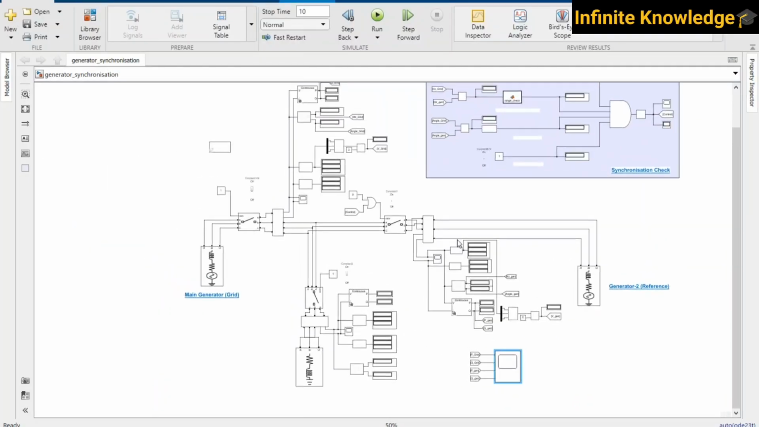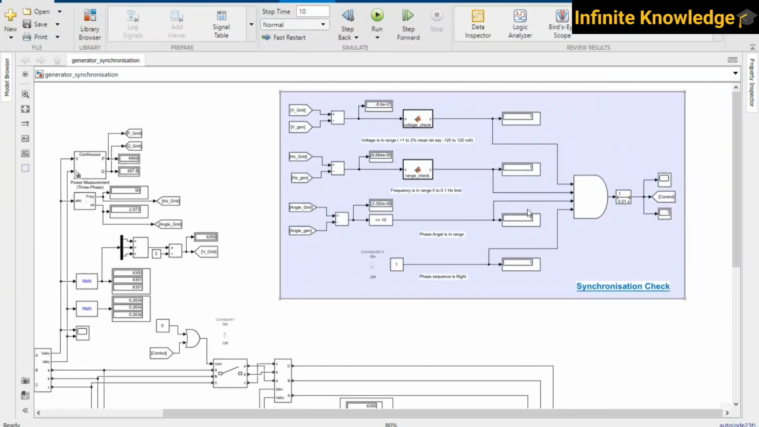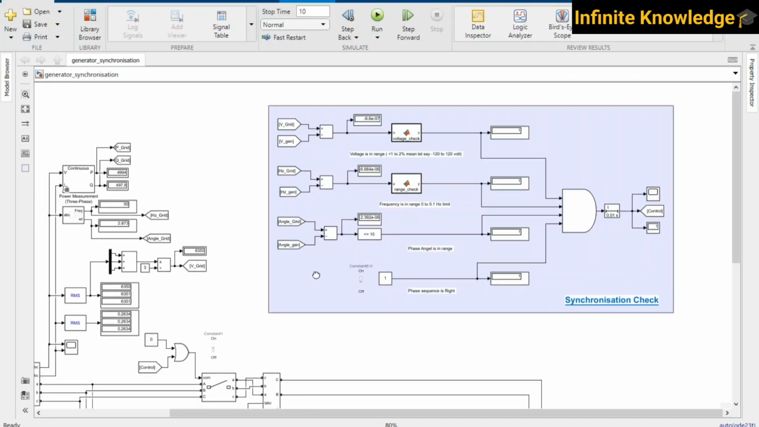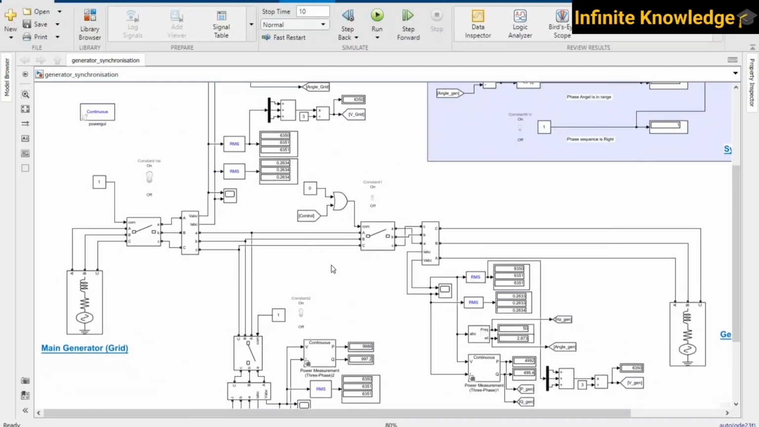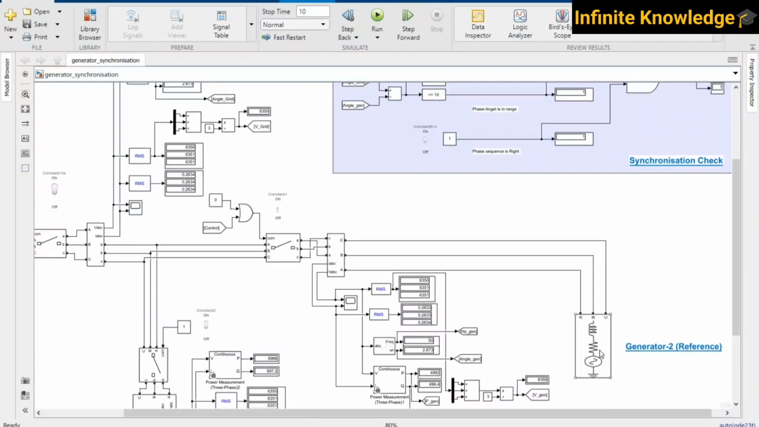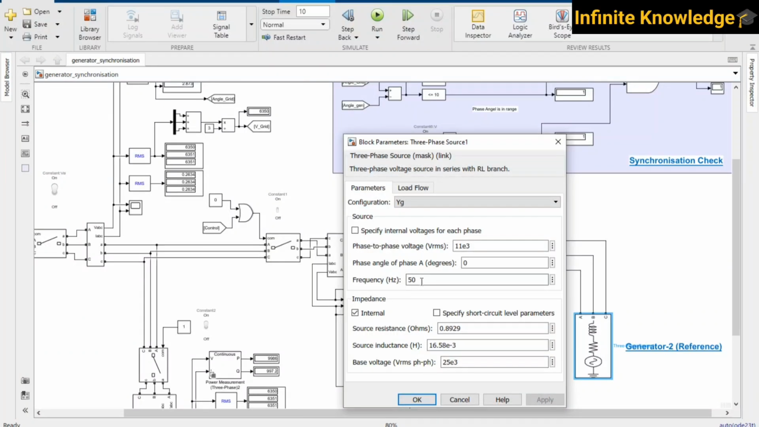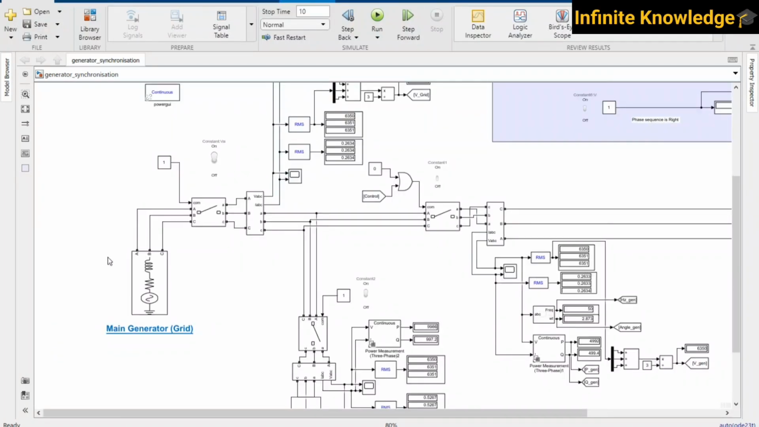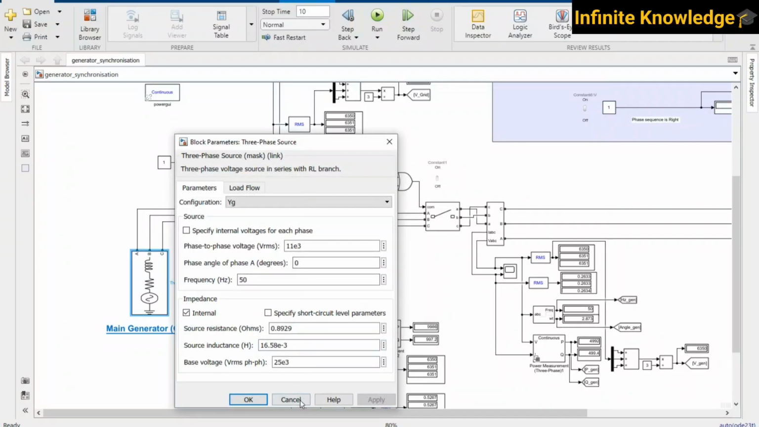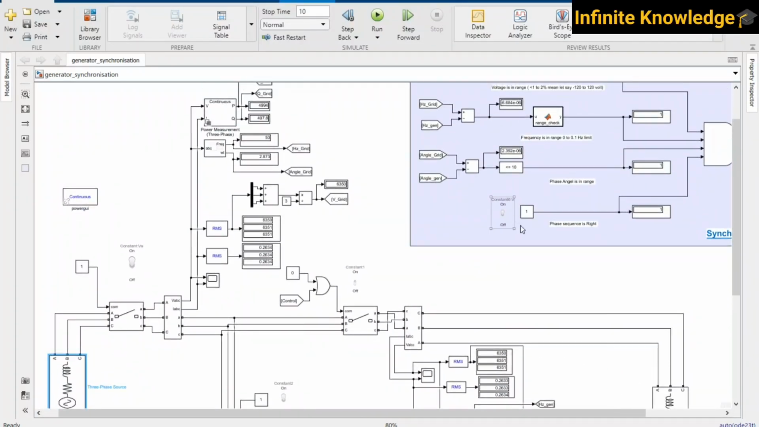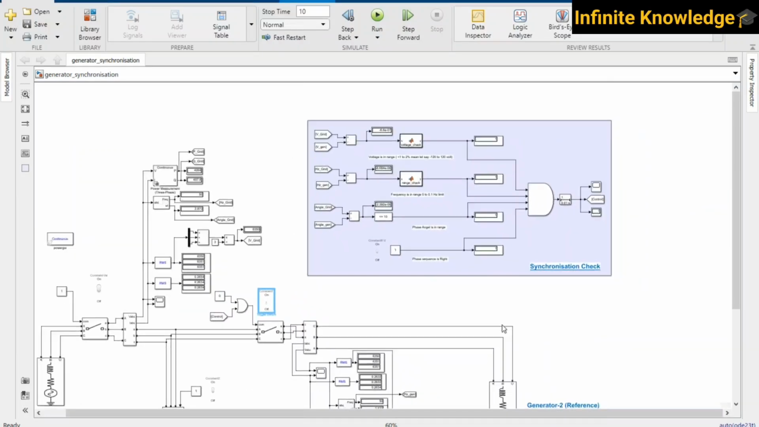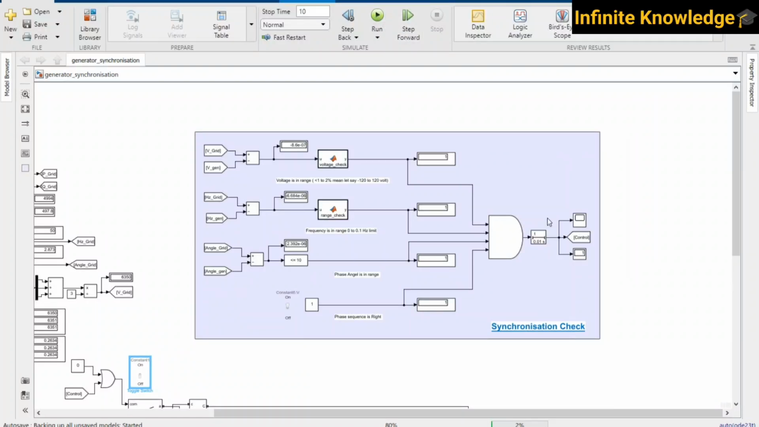But this only happens when the synchronization is okay: voltage in range, frequency in range, angle in range. Right now let's consider we have synchronized with a different frequency, like this generator is 60 hertz and our main generator is at 50 hertz. You can see this is our 50 hertz generator. So what happened right now? I have provided these manual switches, so I can manually turn on this switch. So I just start the simulation and check whether synchronization is okay or not.